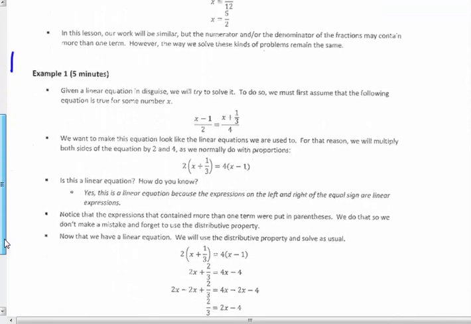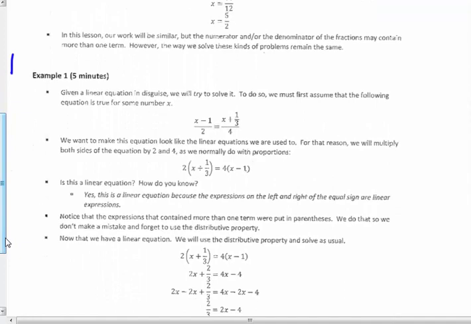In this lesson, our work will be similar, but the numerator and/or denominator of the fractions may contain more than one term. They may be a binomial. They may have a variable in them. However, the way we solve these kinds of problems still remains the same. Variables on both sides of the equation, we still solve that way. So, given a linear equation in disguise, we will try to solve it.